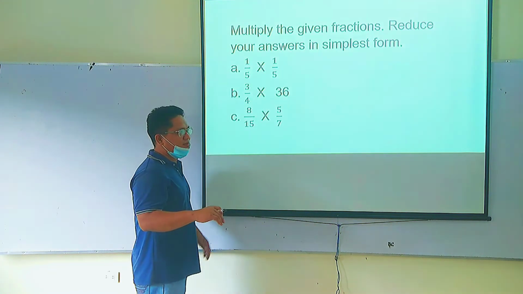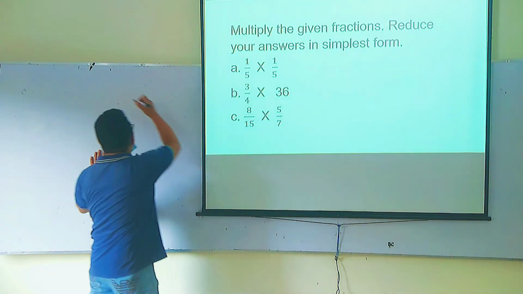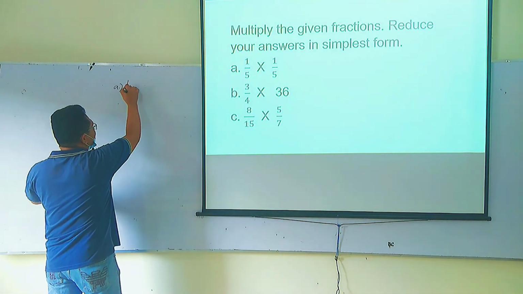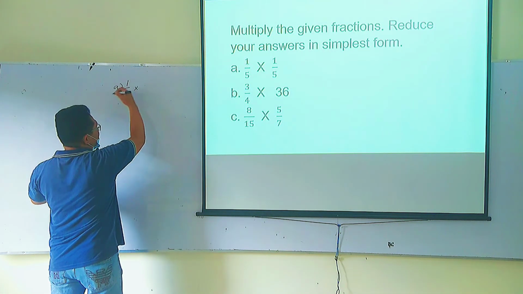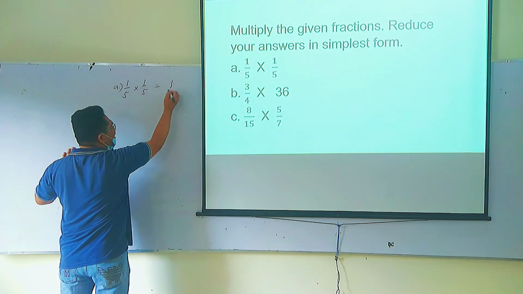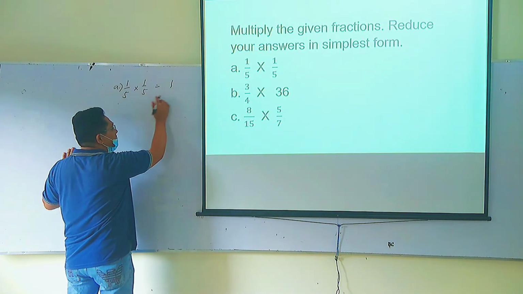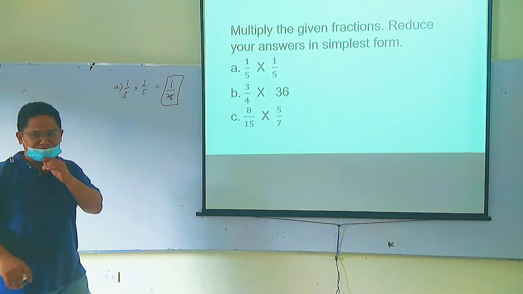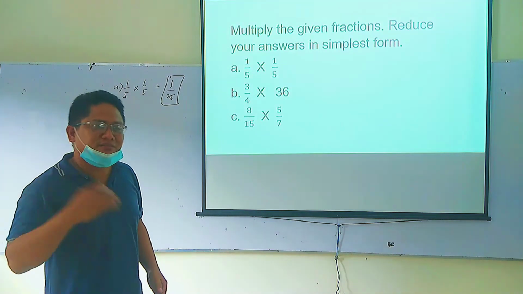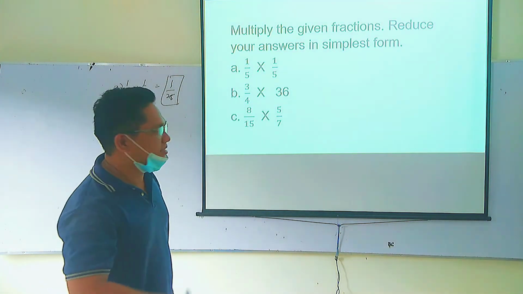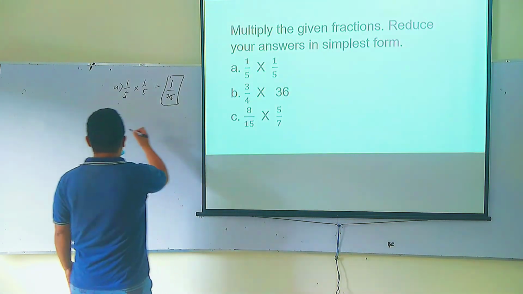So letter A, let's answer letter A. You just multiply the numerators. For example, 1/5 times 1/5. 1 times 1 is 1, and 5 times 5 is 25, and that's it. You just multiply the numerators and multiply the denominators and find the simplest term. It so happens that it's 1 over 25.